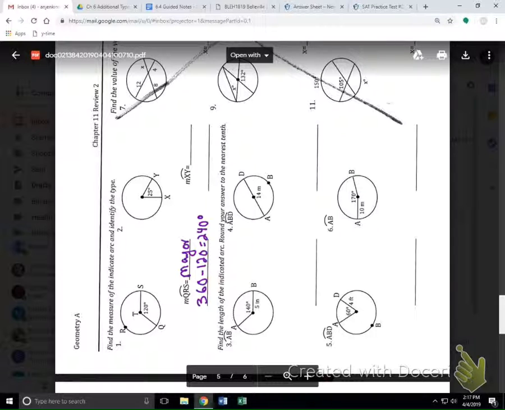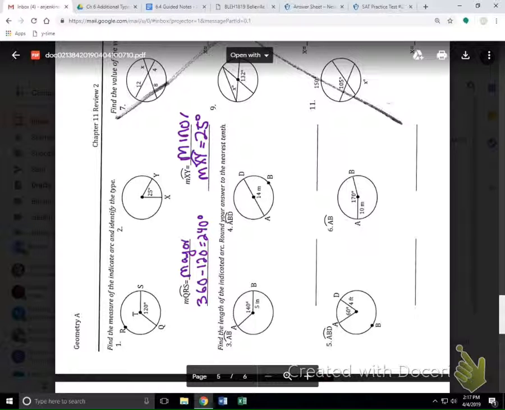Okay. So our next one, we have XY. XY, is it major or minor? Minor. So it's minor. What's the measure? So the measure of XY is 25.